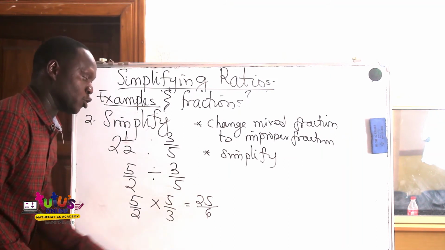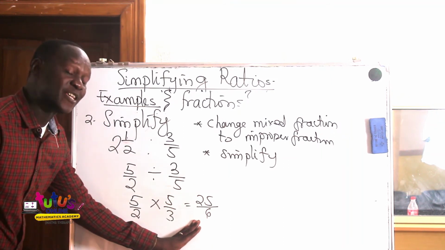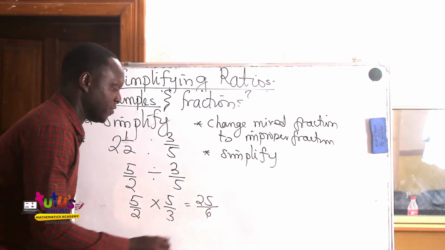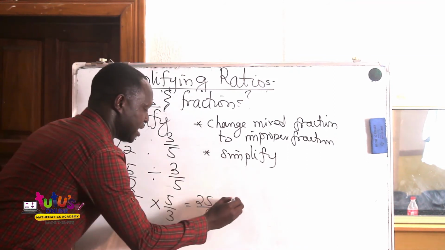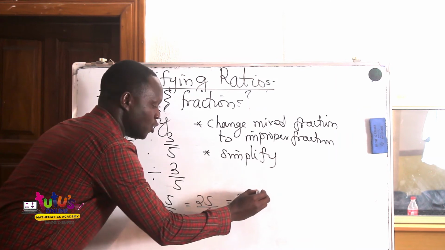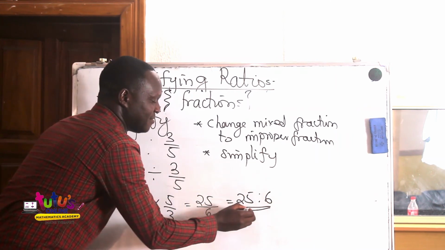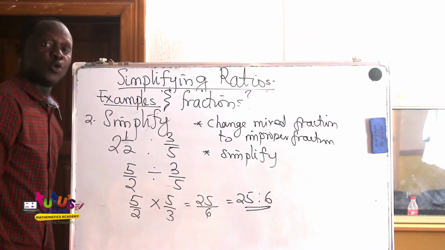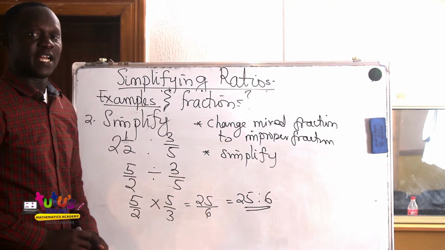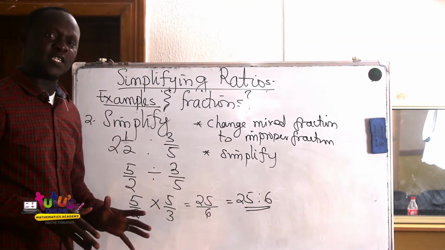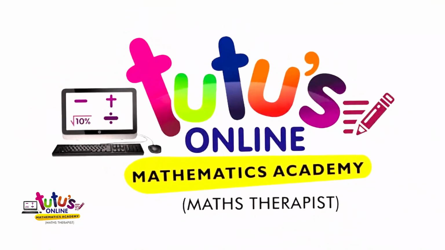Now when we get to this point, what do you do? You write as a ratio. As a ratio, what would that give us? I'm sure somebody must have finished it. That gives us 25 ratio 6. We'll be moving over to the third example, and I'm sure by then, we'll have a full understanding of the topic.